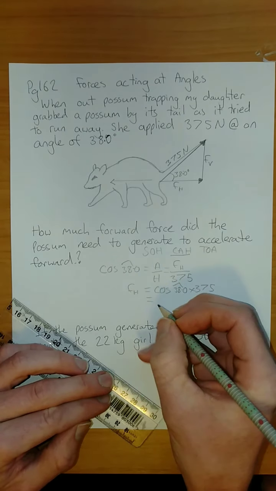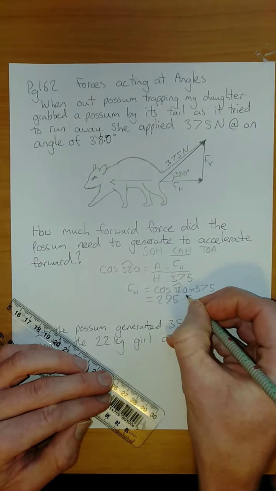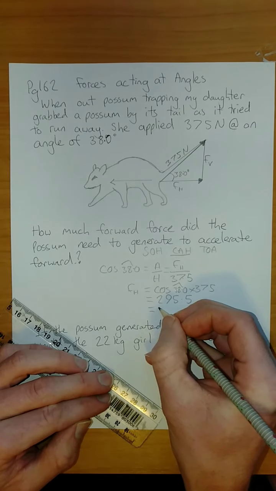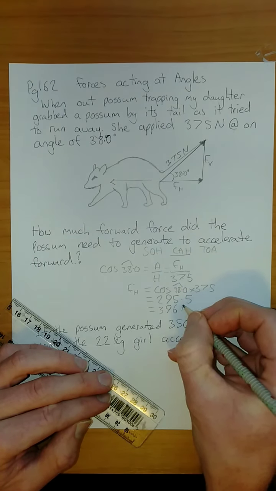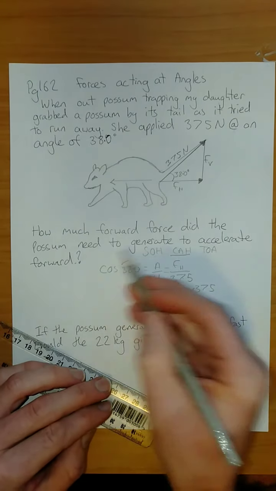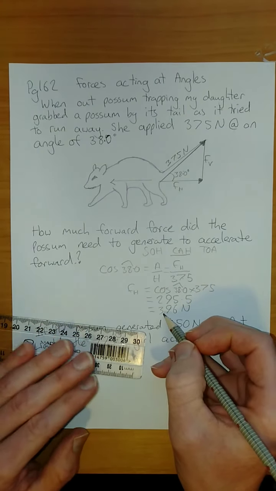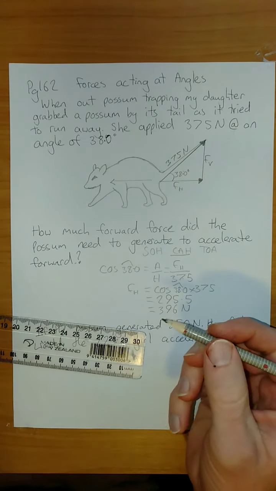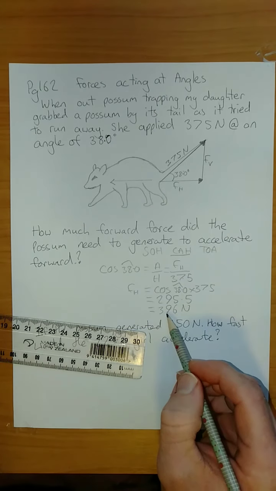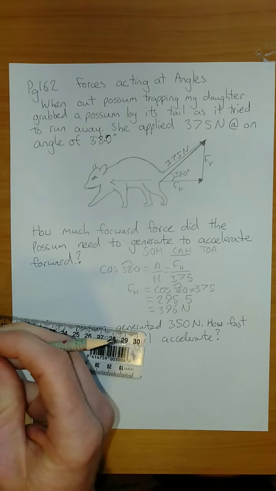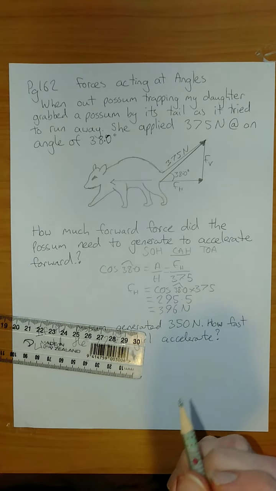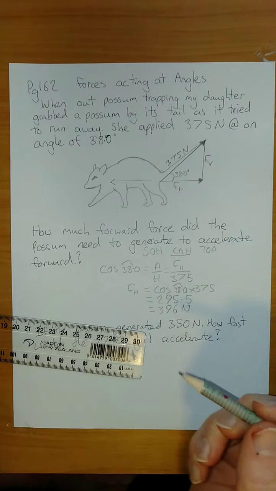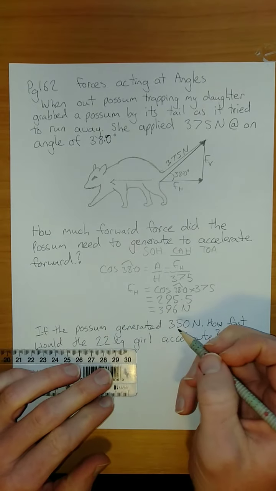And that will give you an answer of 295.5. And then that rounds, because we've got three significant figures there, to 296 newtons for the horizontal component. Now in regard to this question, if the possum generates a number that's greater than 296, then the possum will accelerate forwards. If the possum generates a forward force less than 296, then it will be pulled backwards by my daughter. But if it pulls exactly 296, then they'll be in equilibrium where the forces are equal and opposite, and there's no acceleration at all.